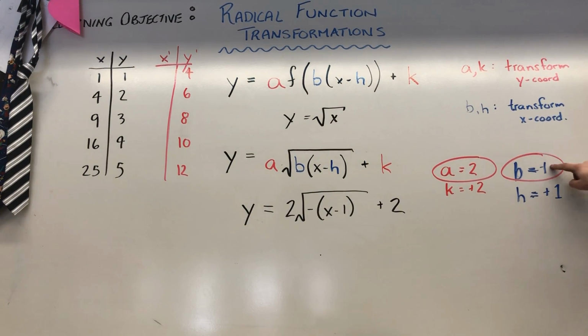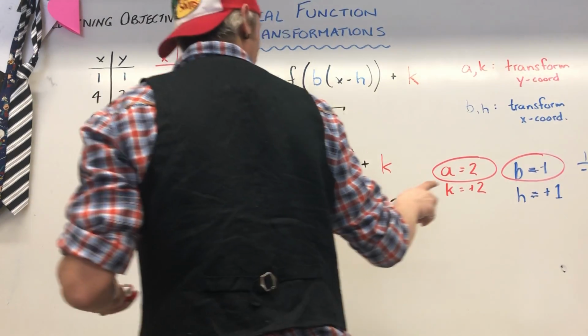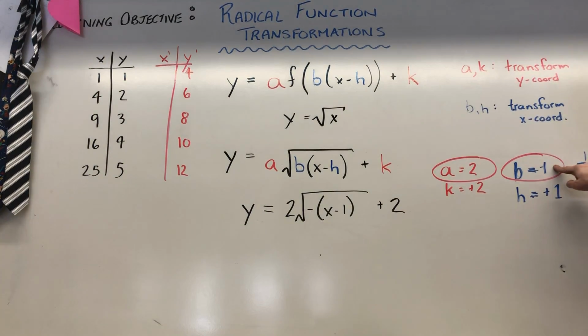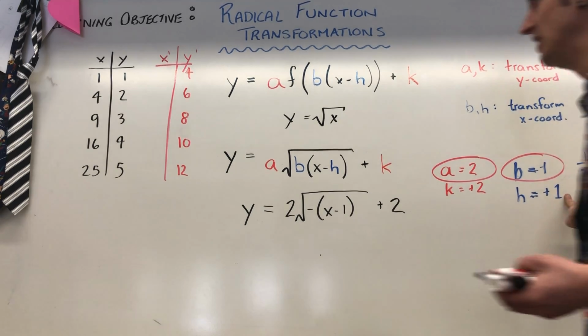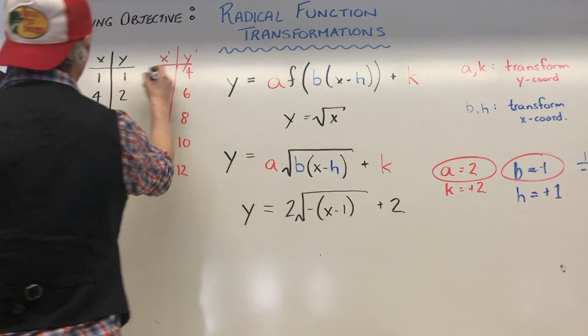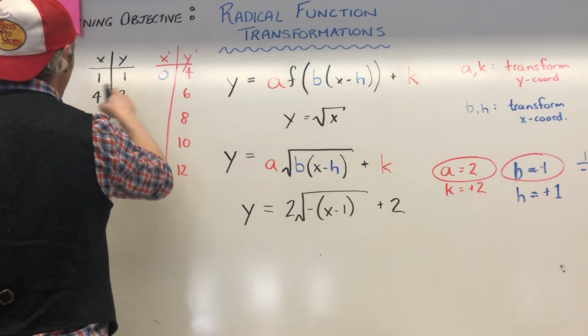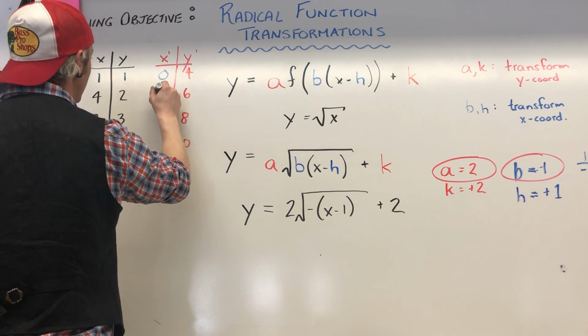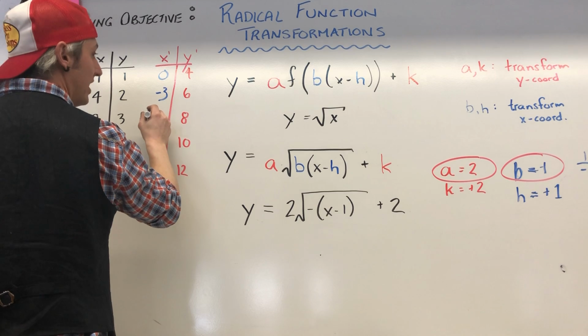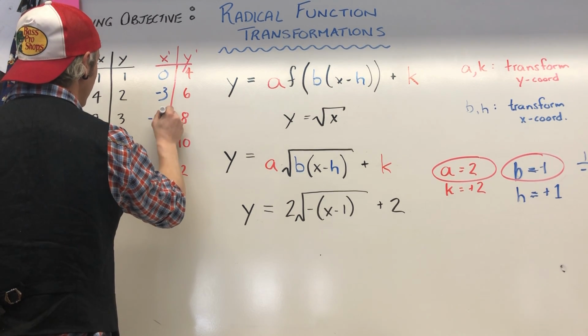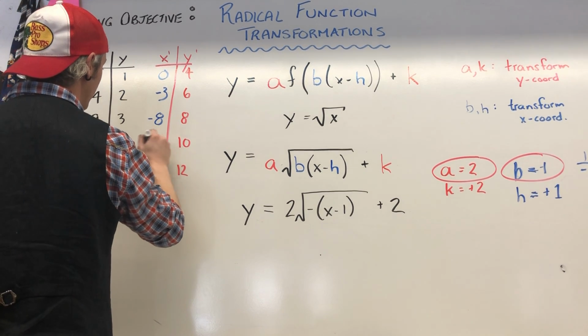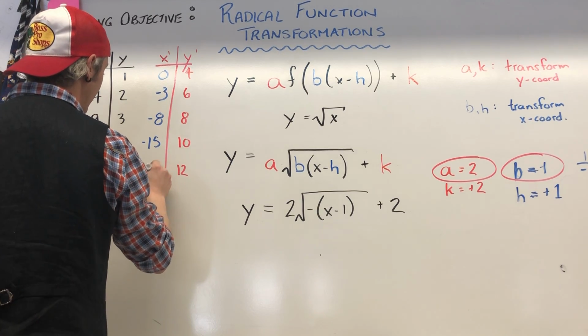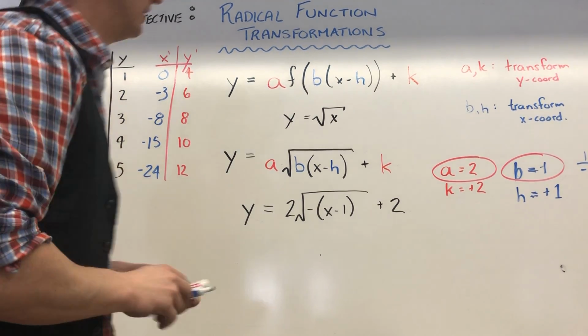Now I can do my x coordinates. And remember, I have to take 1 over b. 1 divided by negative 1 is negative 1. So I'm going to multiply all my x coordinates by negative 1, and then I'm going to add my h. So negative 1 plus 1 is 0. Negative 4 plus 1 is negative 3. Negative 9 plus 1 is negative 8. Negative 16 plus 1 is negative 15. Negative 25 plus 1 is negative 24.